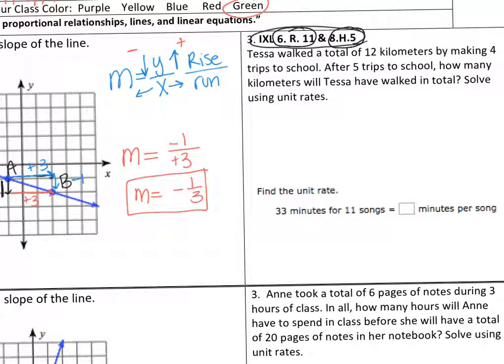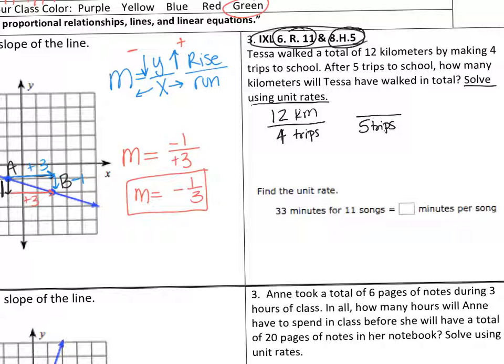Tessa walked a total of 12 kilometers by making 4 trips to school. So 12 kilometers by making 4 trips to school. After 5 trips to school, how many kilometers will Tessa have walked in total? So it says solve by using unit rates. And unit rates is just solving for 1.